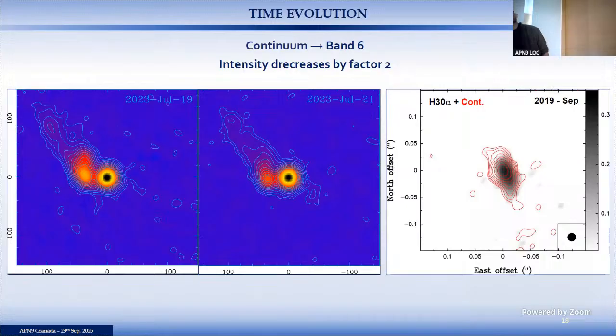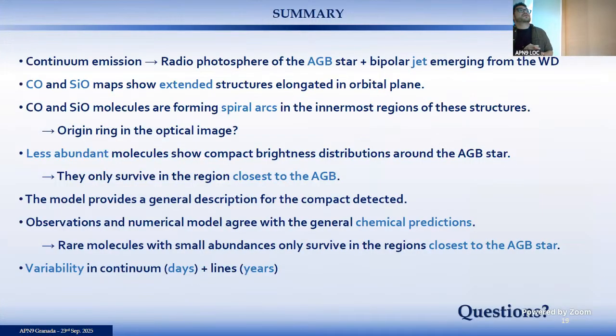And if we also use the H30 alpha and continuum, here in this figure you can see in gray scale the H30 alpha emission, and in red contour the continuum in band 6. You can see how the jet is located with an offset with respect to the AGB star. This is tracing the position of the jet, and you can see how a few years later the jet changed its position from this side to the opposite side here. So we can see how it is varying in time. These are my conclusions. Thank you very much.